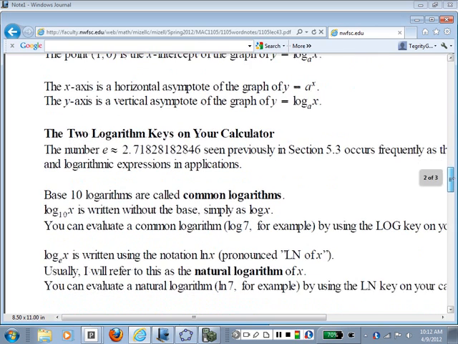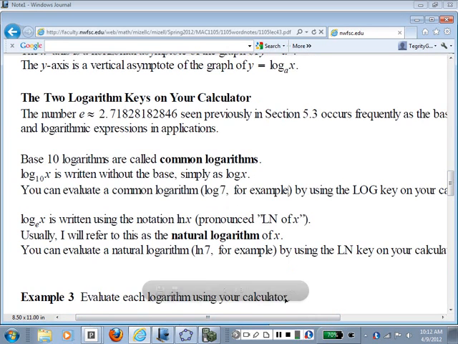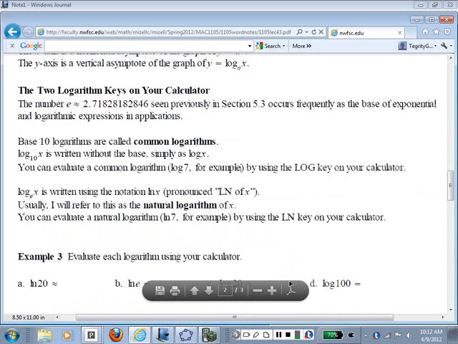Now these buttons on the calculator. We've seen the base 10 button. Let's zoom out a bit so we can see the whole thing here. The number e, 2.718281828, and then some, an irrational natural base, does occur frequently in applications of these exponential functions as they relate to exponential growth, exponential decay, as we'll see in a later section.